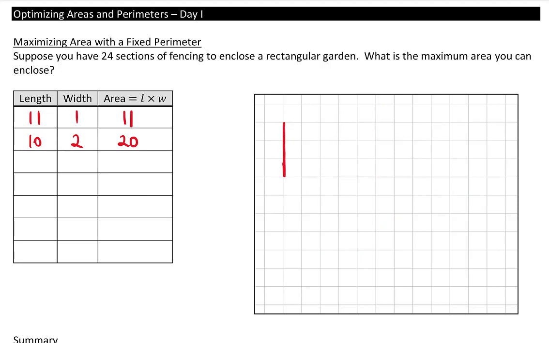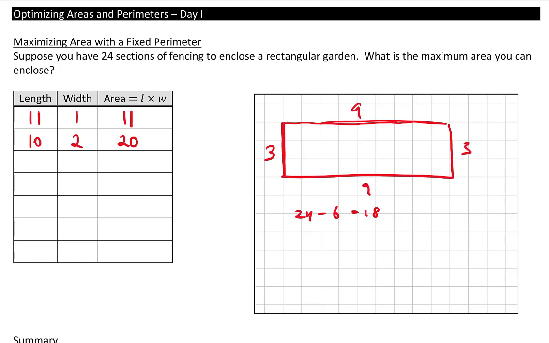Next one. Say we choose 3. We'll get 3 on one side, 3 on the other. So again, that's 24 minus 6, which gives us 18. And if we divide that by 2, that means we're going to get 9. And connect them here. So we have 3 by 9 for our garden. So 9 by 3, which gives us an area of 27 now.